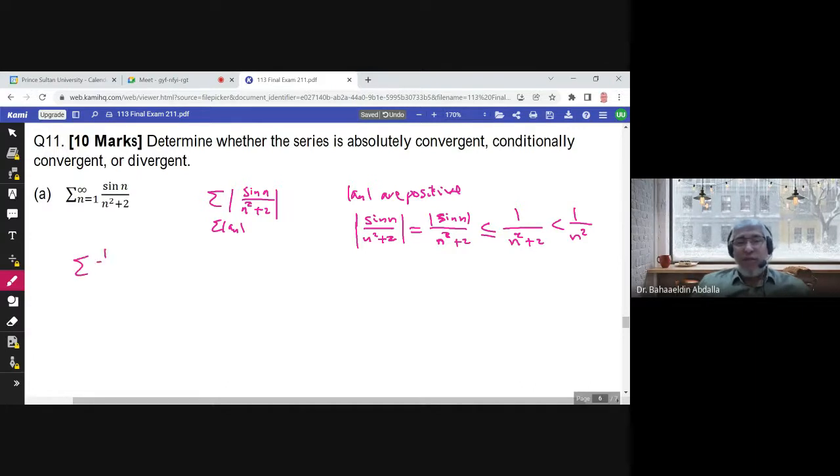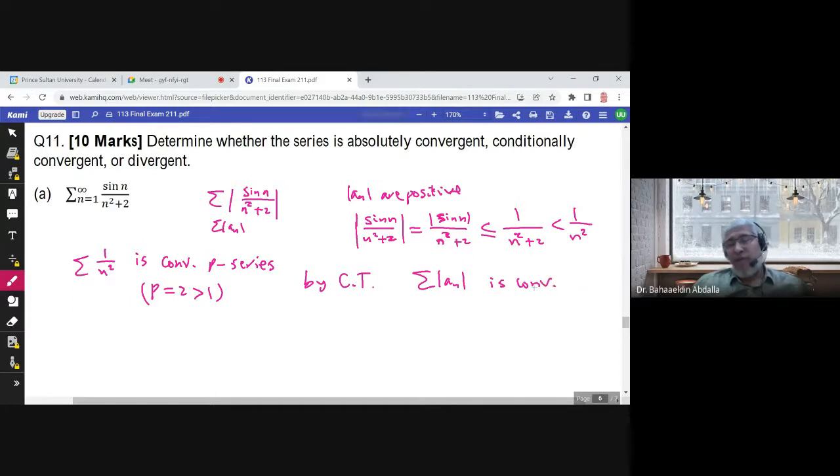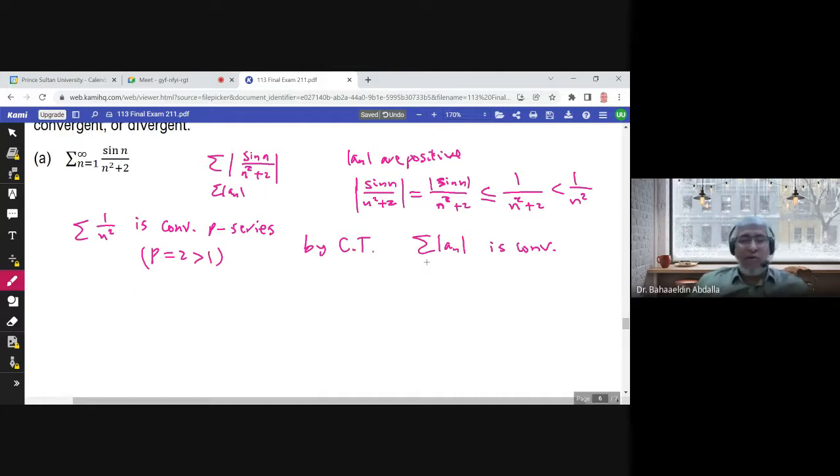And we know that summation 1 over n square is a convergent p-series because p equals 2, greater than 1. So by the direct comparison test, summation absolute value of an is convergent because it is less than a convergent series. So summation an, which is this one, is absolutely convergent.